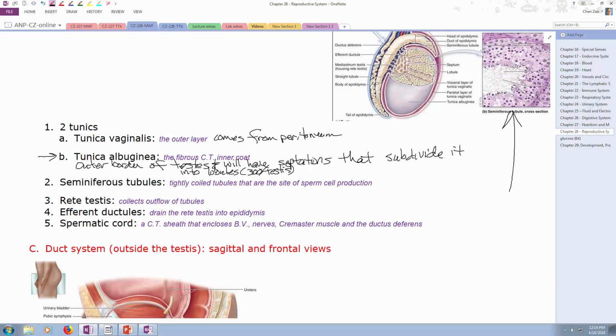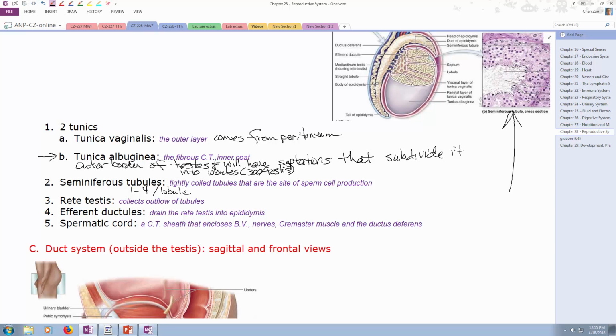Spermatogenesis occurs in the seminiferous tubules. It states here in our notes, tightly coiled tubules that are the site of sperm cell production, which is technically called spermatogenesis. We will have 1 to 4 seminiferous tubules per lobule. And remember, a lobule is from the invagination of the tunica albuginea into the testicular structure.